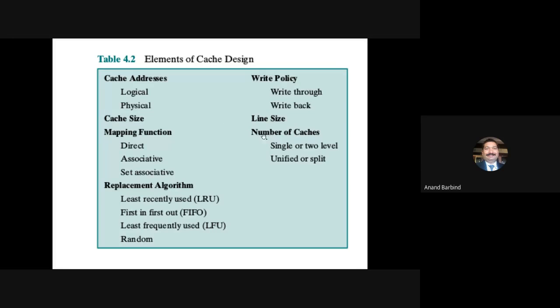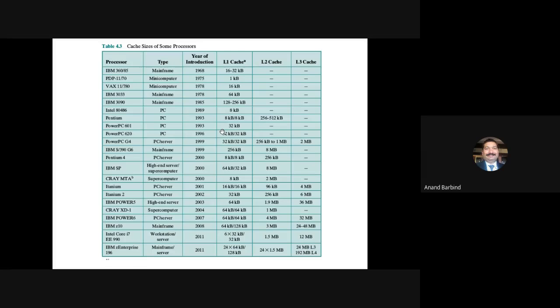And the number of caches, that is, whether there is a single cache or two levels of cache, or multiple levels of the cache. So that also decides the performance of the cache memory. Nowadays it is very common to have multiple levels of cache, like in the recent processors like the Pentium processor, usually there are three levels of cache.